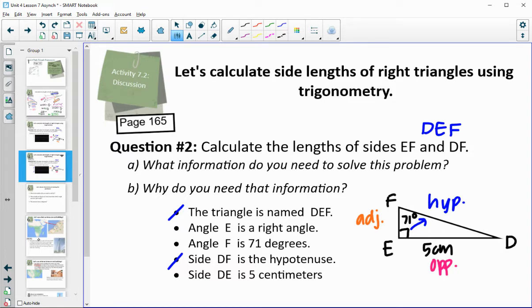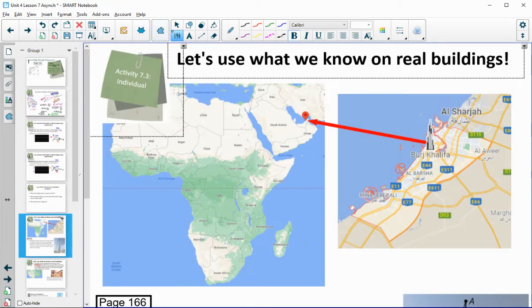So let's take a look at using trig in some real world buildings. There's this building called the Burj Khalifa in Dubai. So here's where Dubai is on a map.